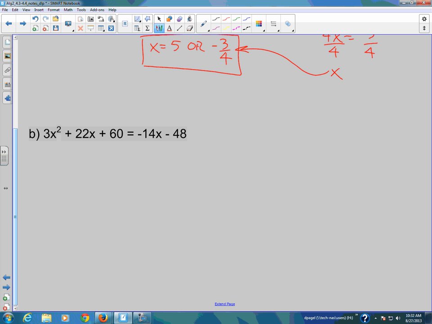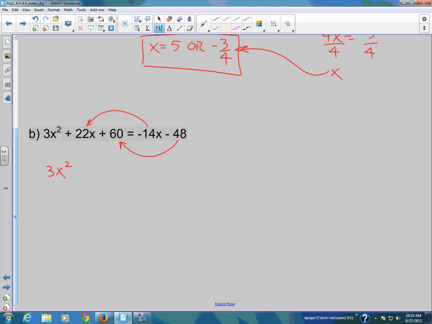Part B, don't have a 0. So we need to create a 0. Let's move all of our like terms to one side of the equation. So that means my x's are going to go hang out with the x's, and the constants are going to go hang out with the constants. And when I do that, I have equals 0 over there. I have to remember to include the equals 0 part.